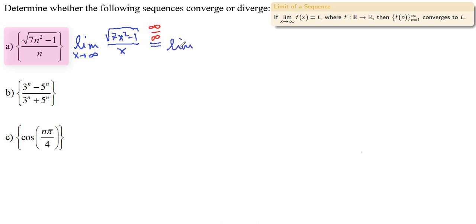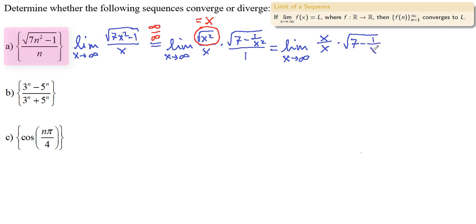To find this limit, we factor out the highest degree of x in both the numerator and the denominator. Since x goes to infinity, x must be positive, and so the square root of x squared is equal to x. Let's rewrite this. Now we can take the limit.